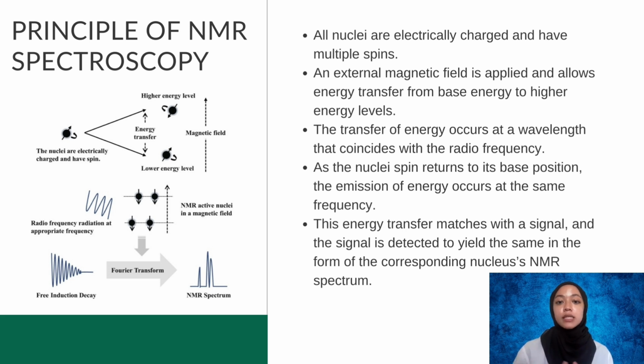Radio frequency, which is essential for the absorption of energy, depends on several factors. The absorption radio frequency depends on the chemical environment of the nucleus. It also depends on the nuclear location in the magnetic field when the field is not uniform. As the nuclear spin returns to its base position, the emission of energy occurs at the same frequency. This energy transfer matches with a signal, and the signal is detected in a number of ways to process and yield the corresponding nucleus NMR spectrum.